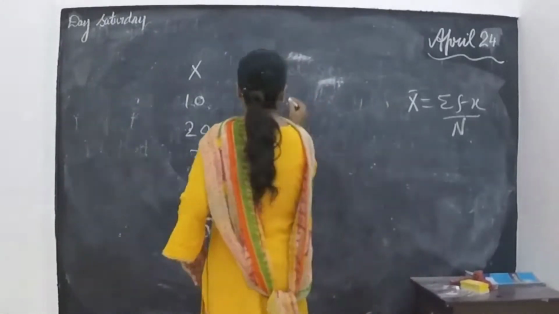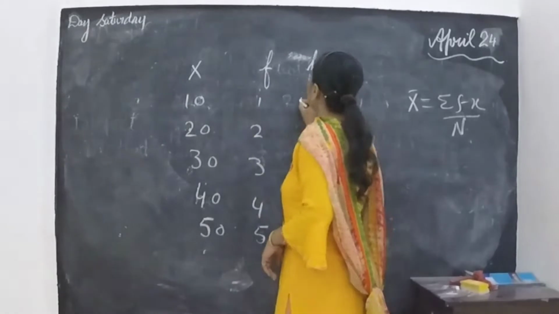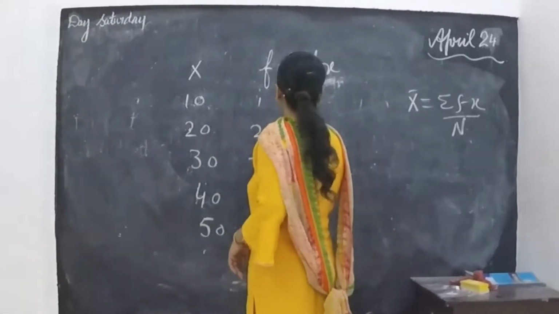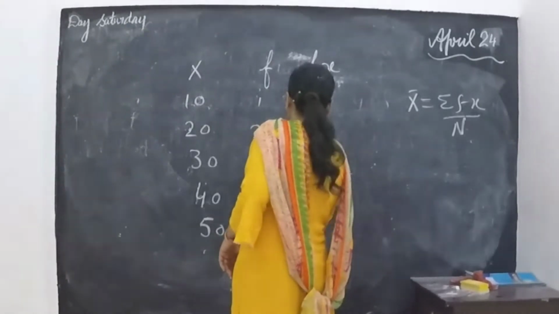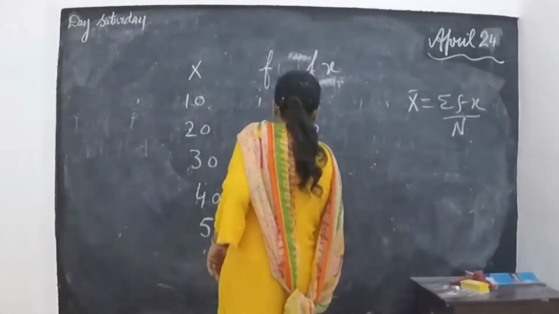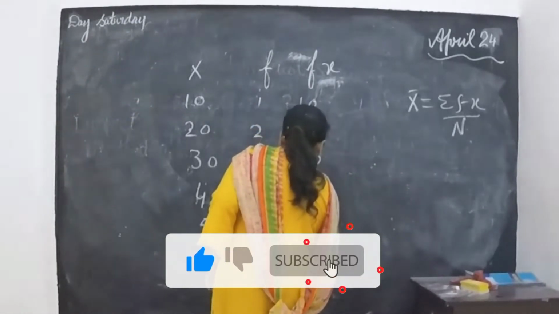So what will we do? We will multiply f by x. 10 into 1 is 10, 20 into 2 is 40, 30 into 3 is 90, 40 into 4 is 160, 50 into 5 is 250.